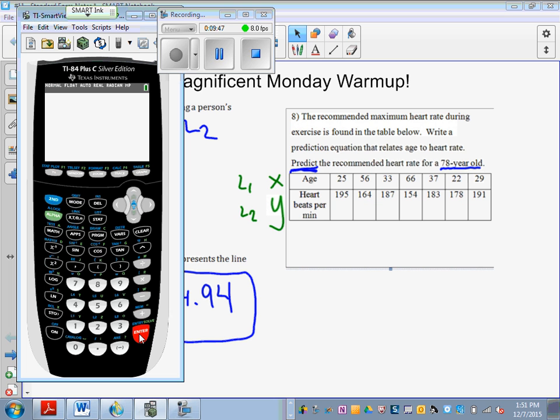One more time. Stat, I swear there's a shorter way. Calculate, option 4. It took me a while to learn. You do it. Okay, so let's write our equation.